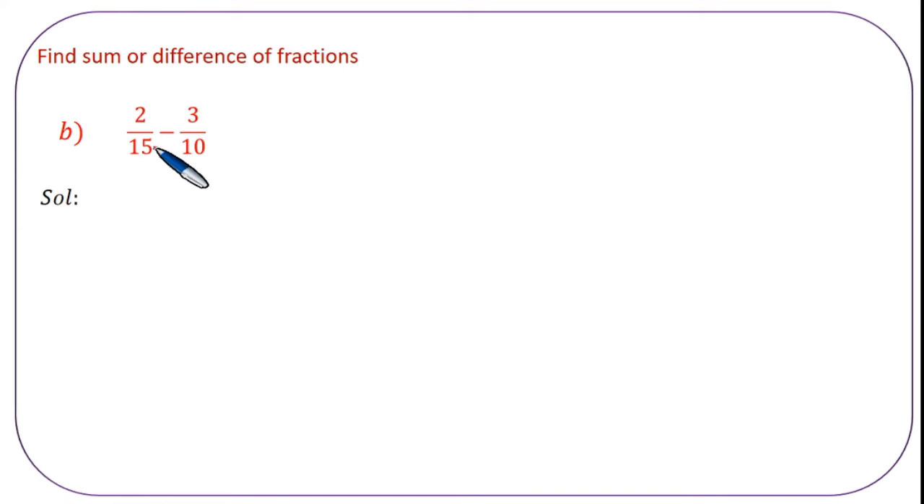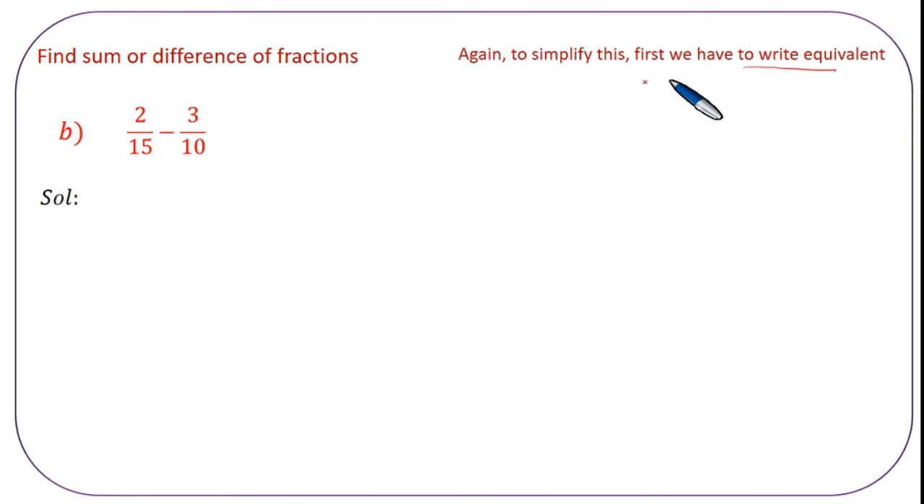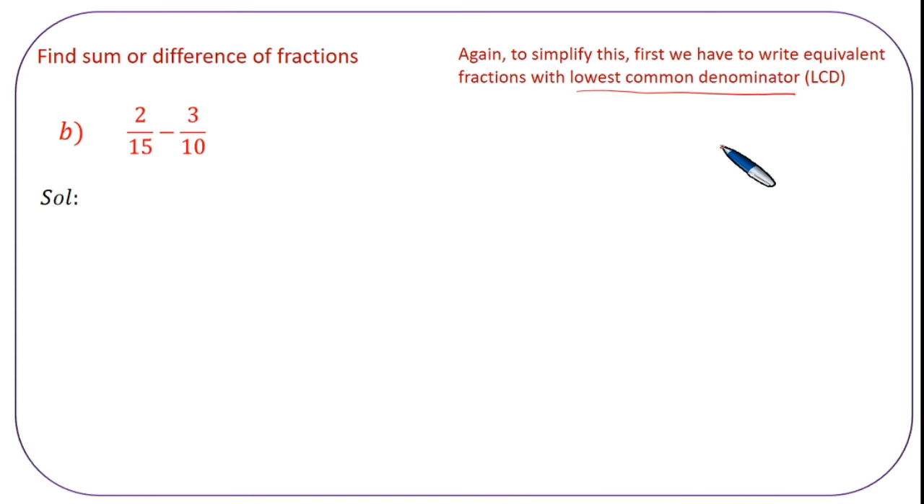So for this one also the denominators are different: 15 and 10, two different denominators. Again, to simplify this, first we have to write equivalent fractions with the lowest common denominator, that is the LCD. To find the LCD, we have to find the prime factors of the denominators. Here the denominators are 15 and 10.